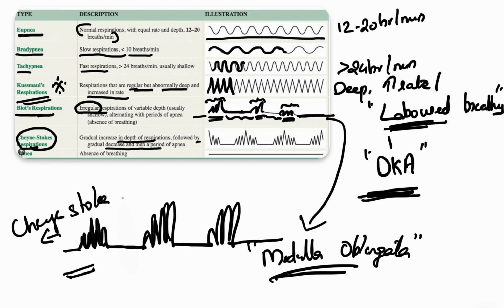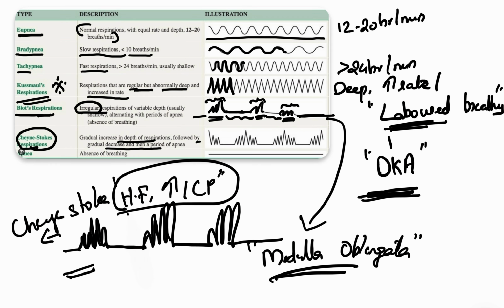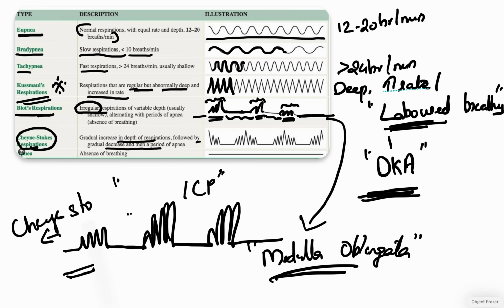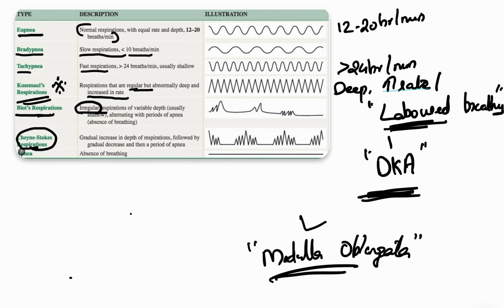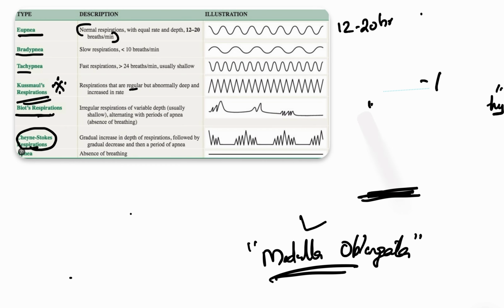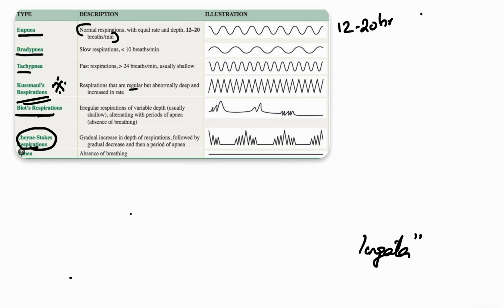It is most commonly seen in disease conditions like heart failure or increased ICP. Remember, Cheyne-Stokes respiration is commonly seen in heart failure or increased ICP, whereas Kussmaul respiration is seen in metabolic disease conditions like diabetic ketoacidosis. Kussmaul respiration is also known as labored breathing.